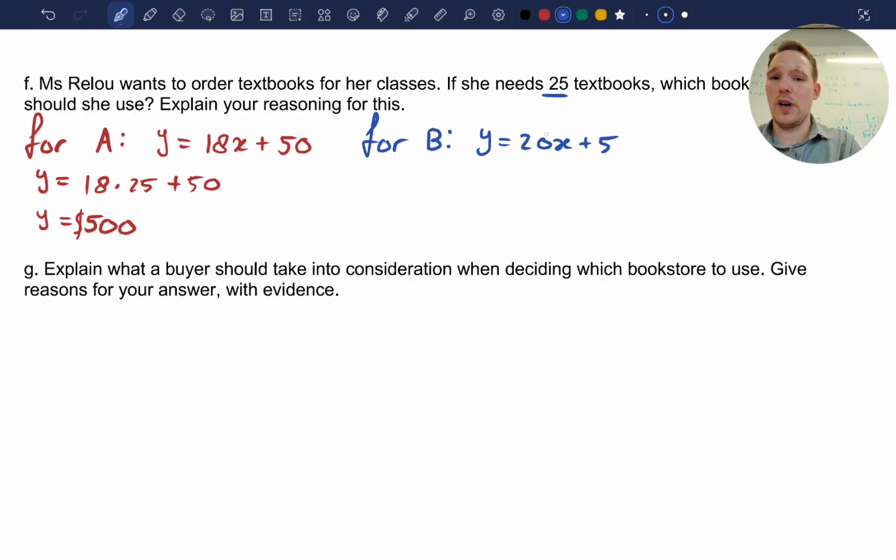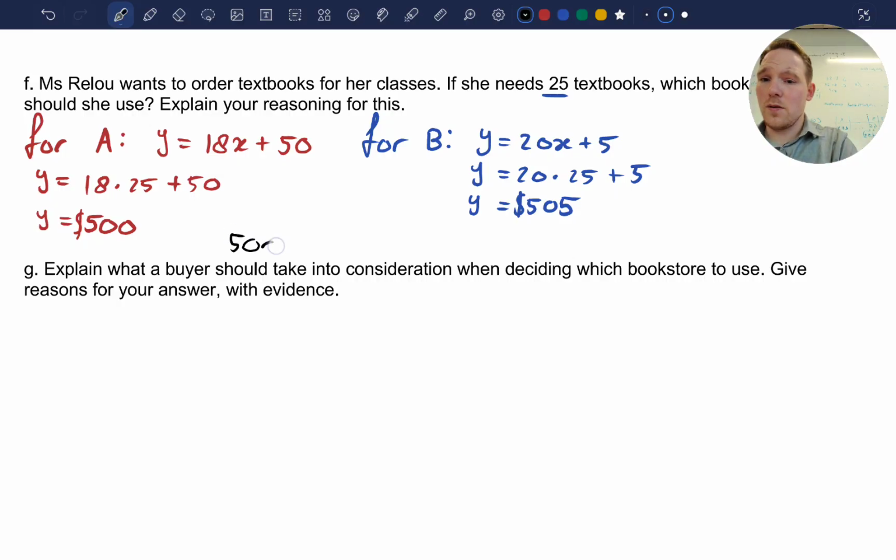Okay, so now if we have 25 textbooks, we have 20 times 25 plus 5. 505. $505. Oh, it's close. But which bookstore is cheaper? Yes, one moment. So 500 is less than 505. So A, or bookstore A, I should say.